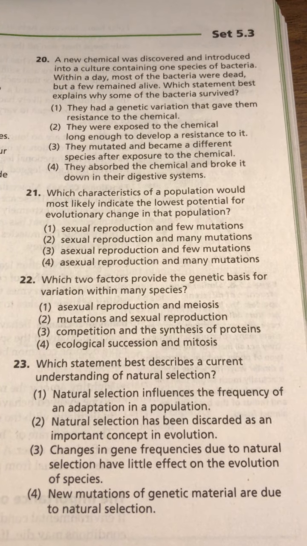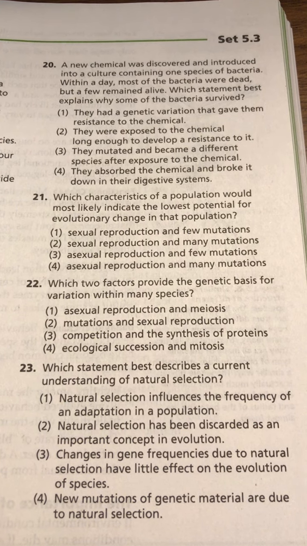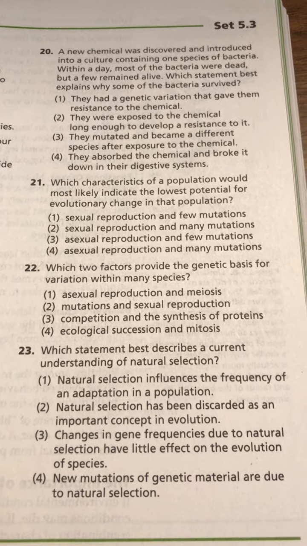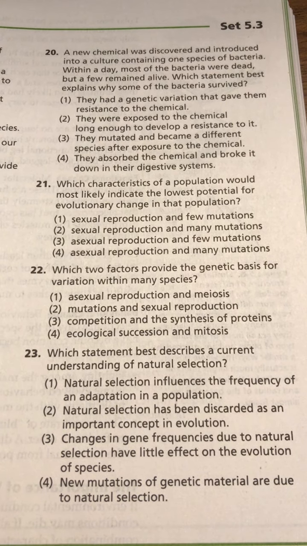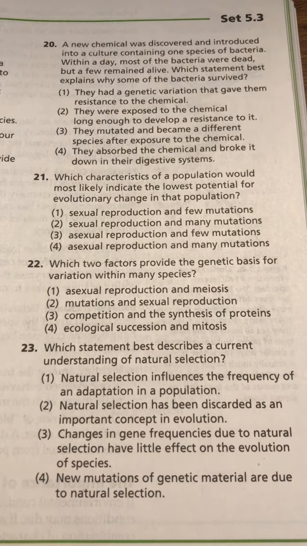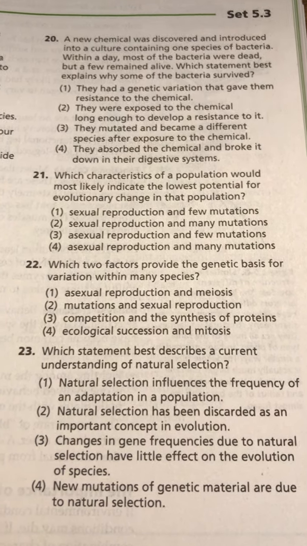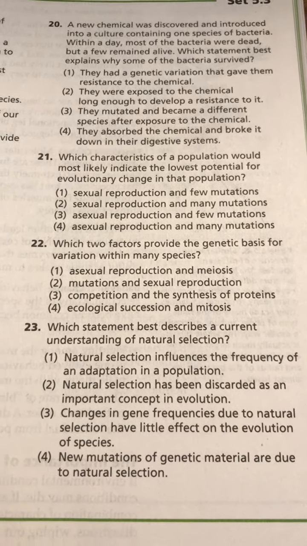Number 21. Which characteristics of a population would most likely indicate the lowest potential for evolutionary change in that population? 1. Sexual reproduction and few mutations. 2. Sexual reproduction and many mutations. 3. Asexual reproduction and a few mutations. Or 4. Asexual reproduction and many mutations.